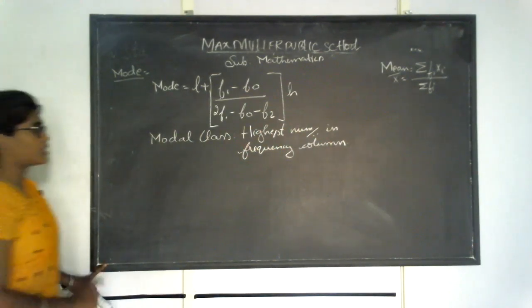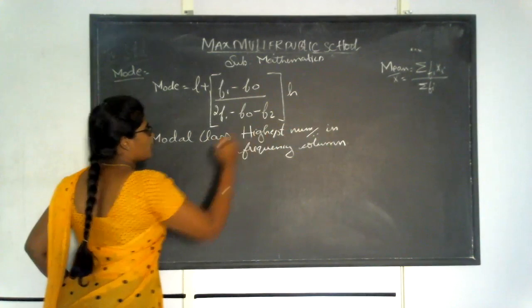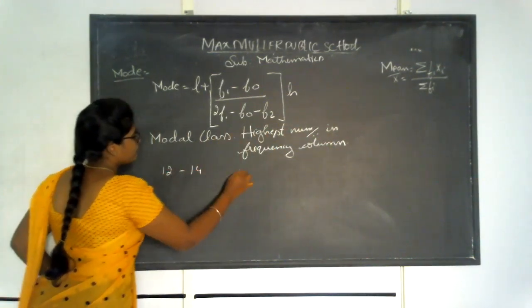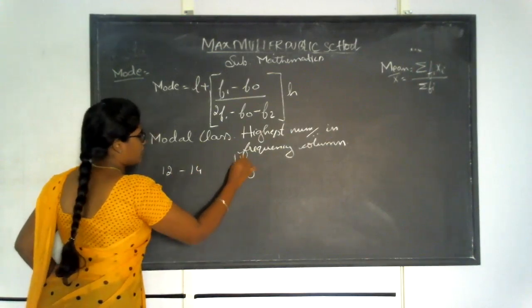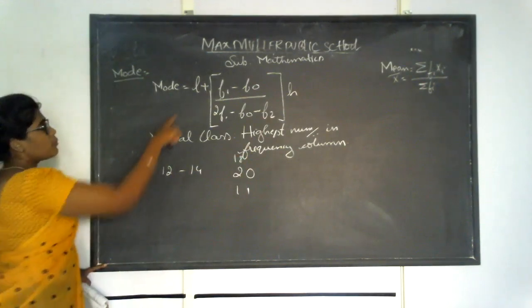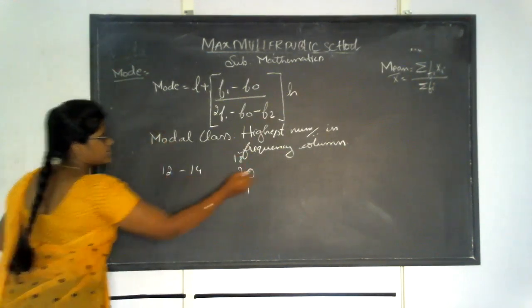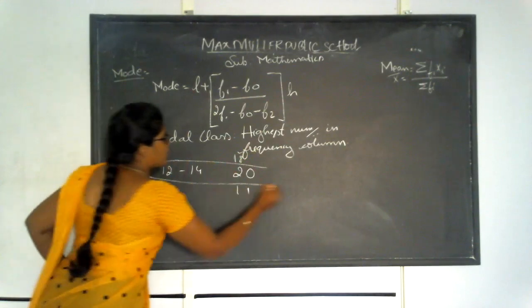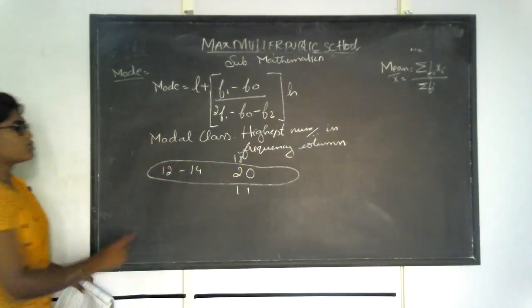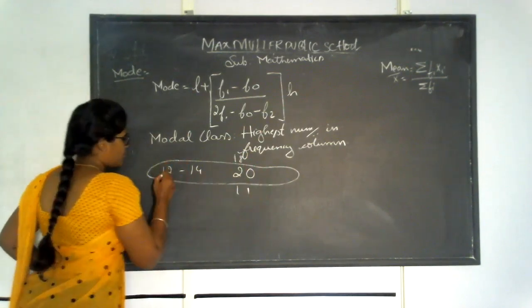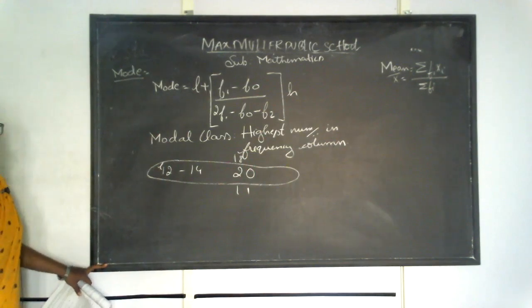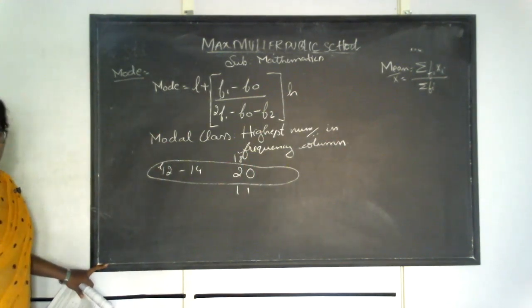After finding the modal class, what are you going to do? For example, if the class is 12 to 14, the frequency is 20, the number above is 18 and the number below is 11. Here, what does L represent? L represents the lower limit of the modal class. Among these three, the highest number is 20, so I take this as the modal class. Its lower limit is 12, so I take 12 as L.